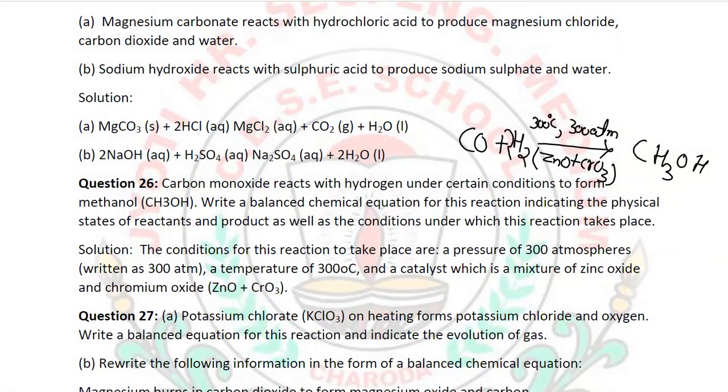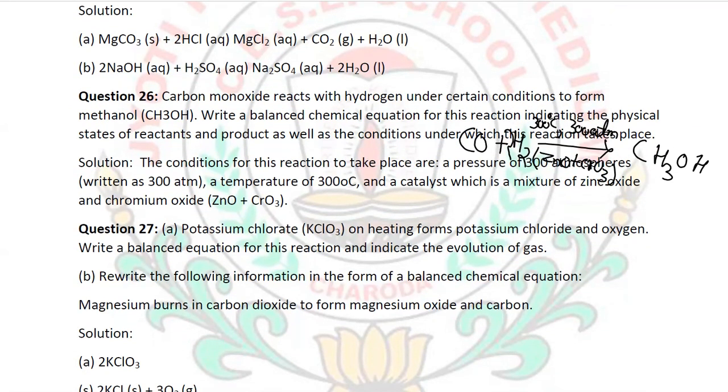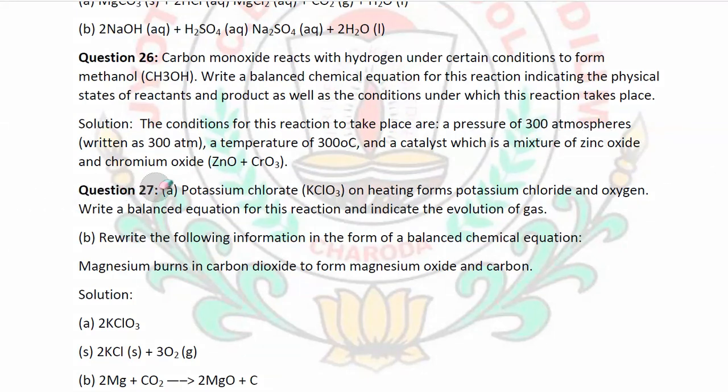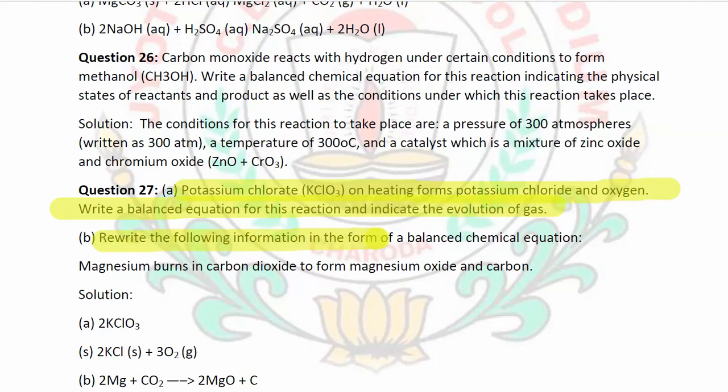Potassium chlorate on heating forms potassium chloride and oxygen. Okay, it is asking here the potassium chlorate on heating forms potassium chloride and oxygen. Write the chemically balanced equation for this reaction indicating evolution of gas. Rewrite the following information in the form of a balanced chemical equation. Magnesium burns in carbon dioxide to form magnesium oxide and carbon.